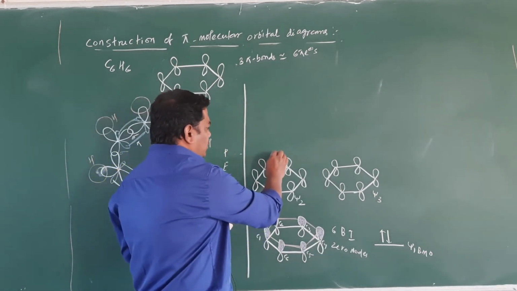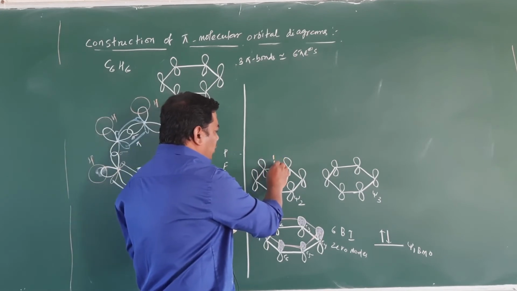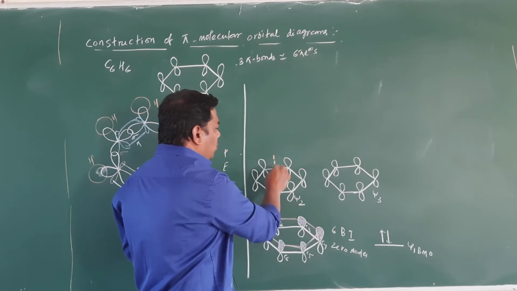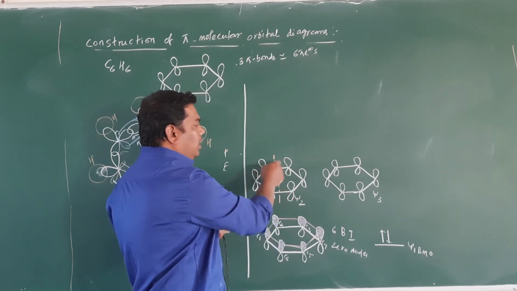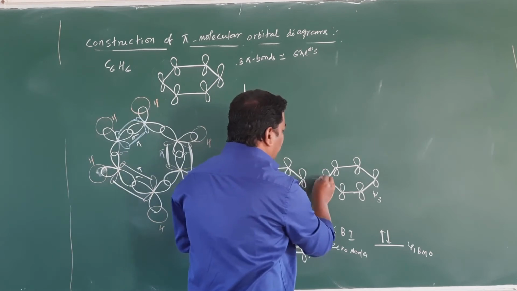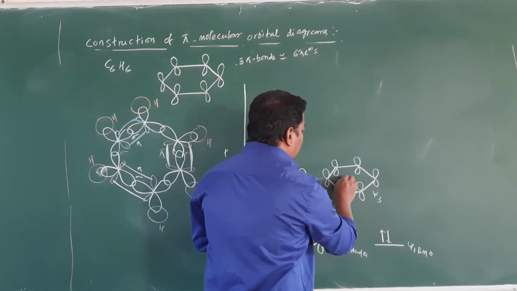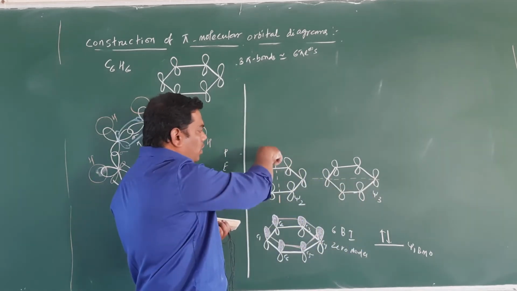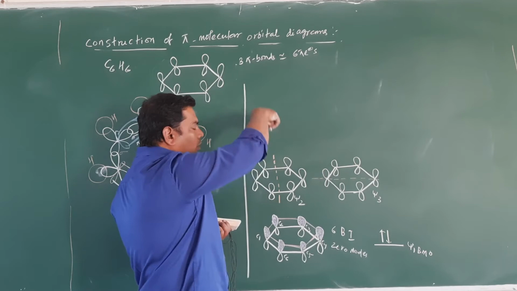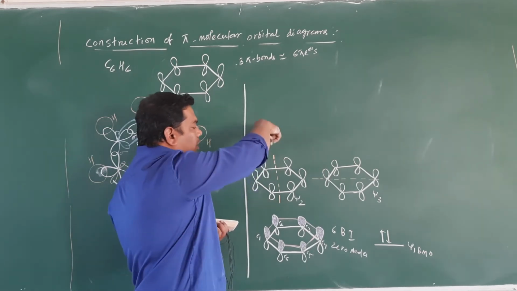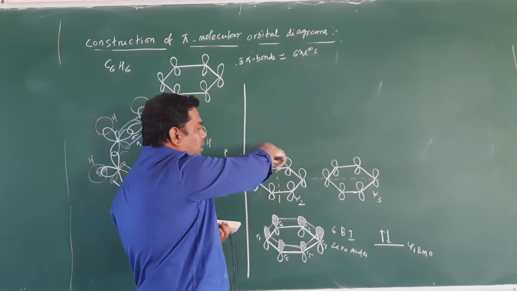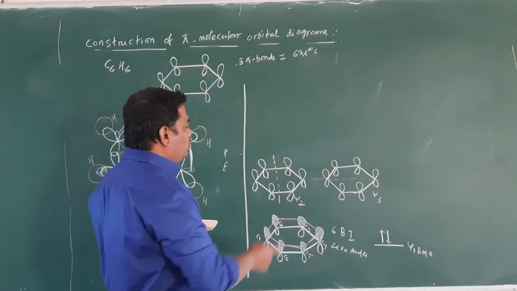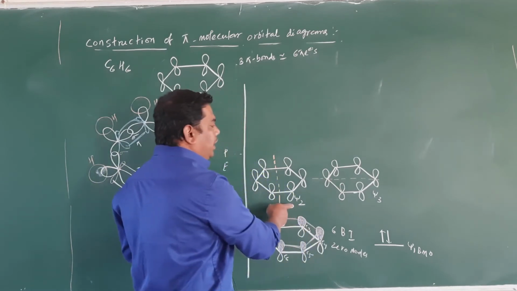Here you can see the nodal plane, where I am cutting the molecule in this way, student. The nodal planes are there from here and here. The second nodal plane passes in between the carbon atoms. It is not passing through the carbon atoms; it passes through the center of the bond. But here it is passing through the carbon atoms only. So two types of nodal planes are there, psi2 and psi3.